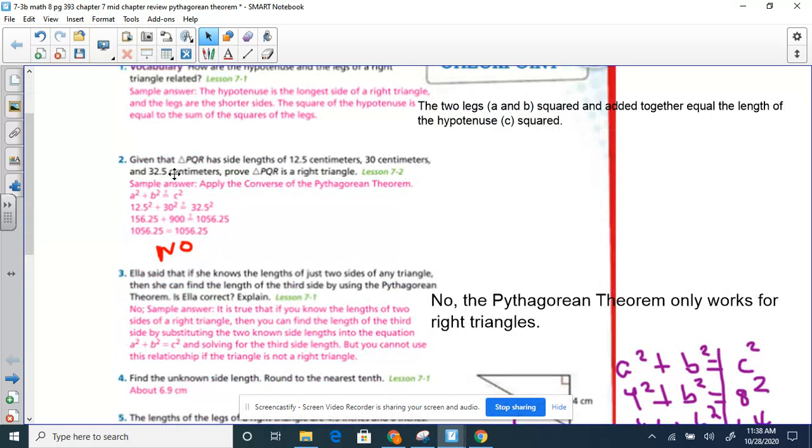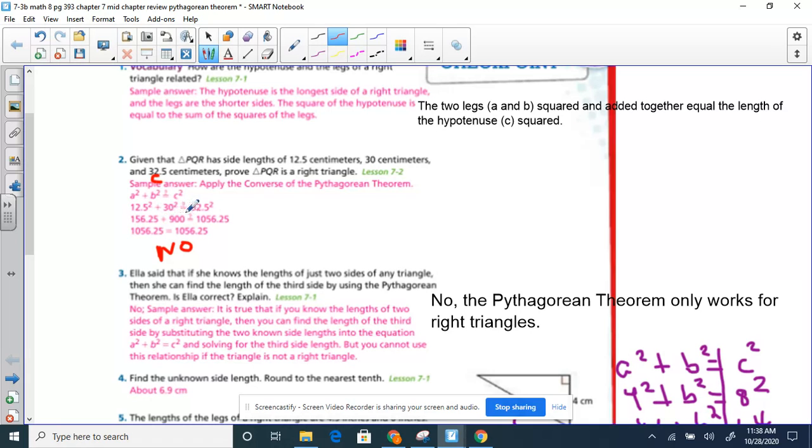So on number 2, we have triangle PQR has side lengths of 12.5, 30, and 32.5 centimeters. Prove that it's a right triangle. Well, if it's a right triangle, a squared plus b squared really will equal c squared. Remember that side C is the longest. That's the one that's most important. So we're going to label the longest one as side C. A and B are just the other two sides, so plug them into the formula.